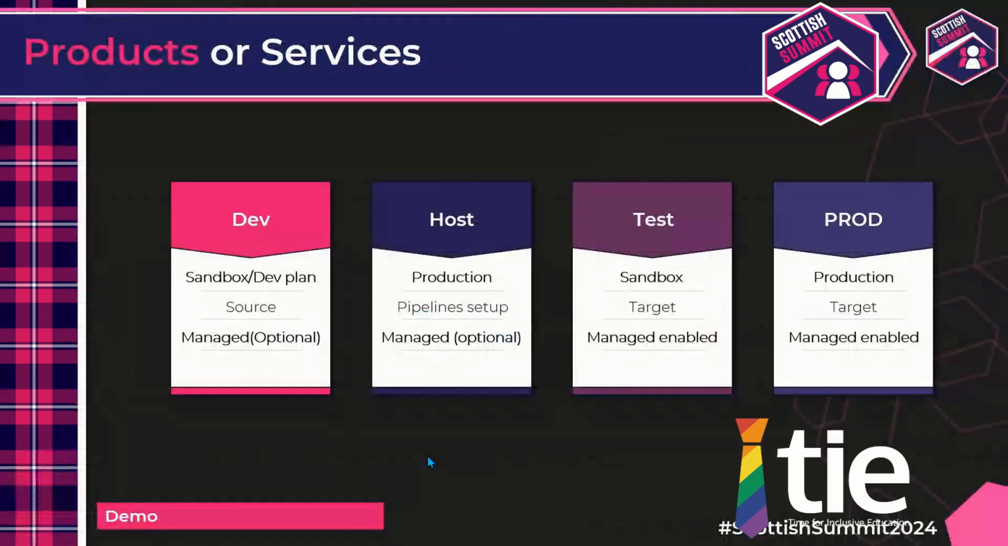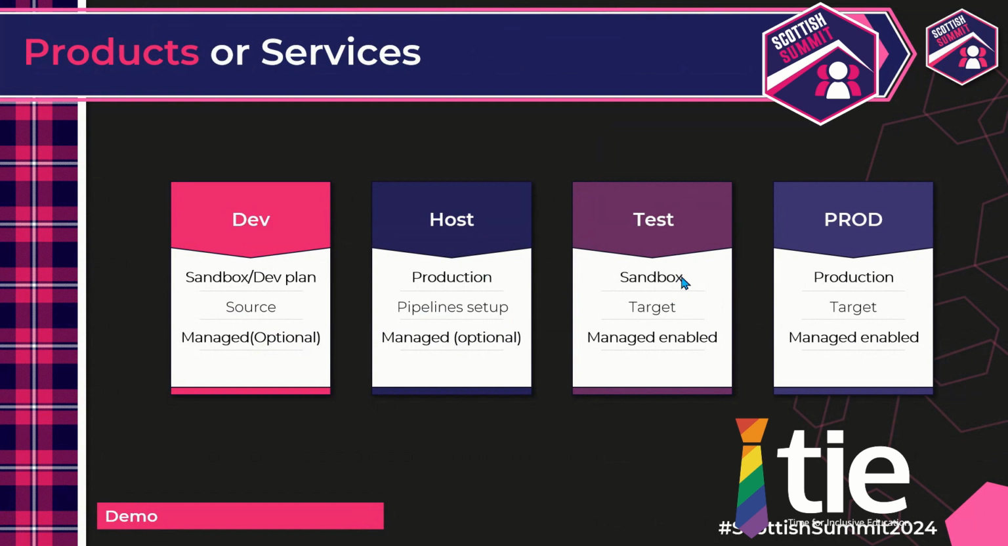Okay, so this is how the process looks. If I go into the next slide, which is products or services, here we have the dev, host, test, and production. Dev is the environment where the development will happen, and it's called the source. It's a choice to have it managed. Host is the one where the pipelines are being set up. It's a production environment, and it can be managed. Optional is what I put for now because I was able to do it, but they recommend to have the host as managed.